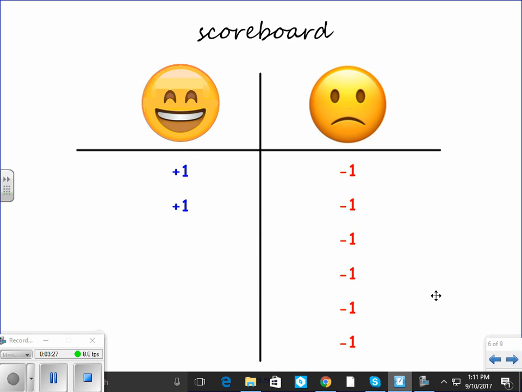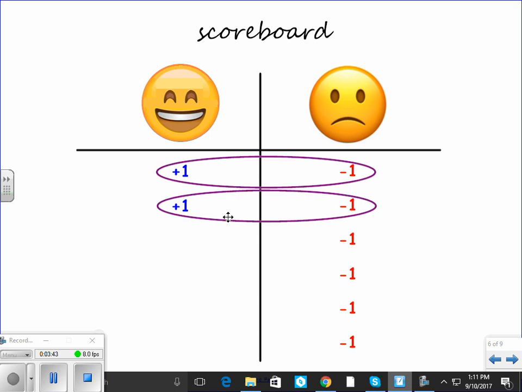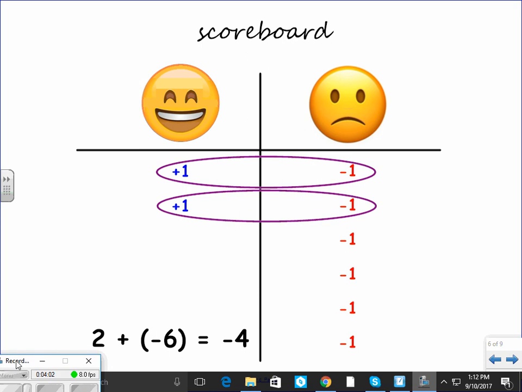Let's look at a scenario where we have more negatives than positives. If we have 2 and we add 1, 2, 3, 4, 5, 6 negatives, we know that every positive is canceled out by a negative. Each positive with its negative forms a zero pair. We have 2 zero pairs, so there's 2 zeros here, but we have 4 extra negatives. So we see that a 2 plus a negative 6 leaves you with negative 4.